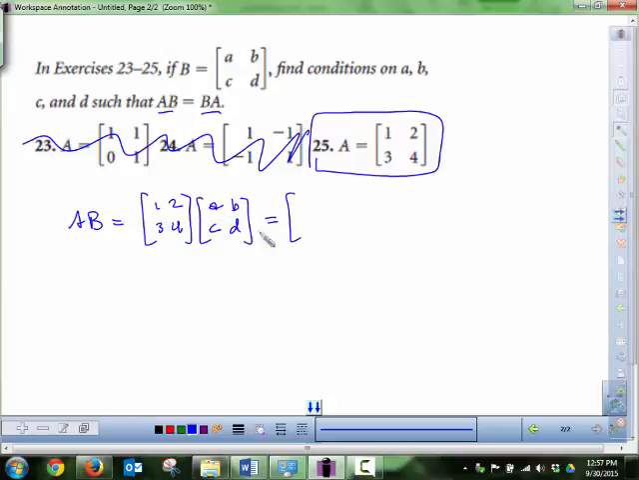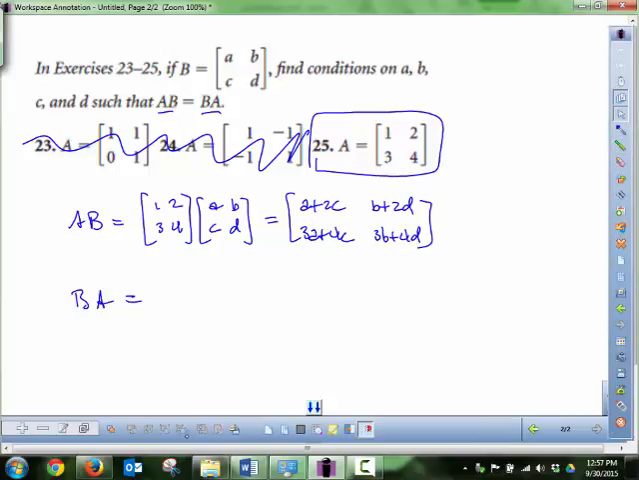So 1 times A, 2 times C, so A plus 2C. 1 times B, 2 times D, so it's B plus 2D. And then row and column, so 3A plus 4C and 3B plus 4D. So that's the product one way.